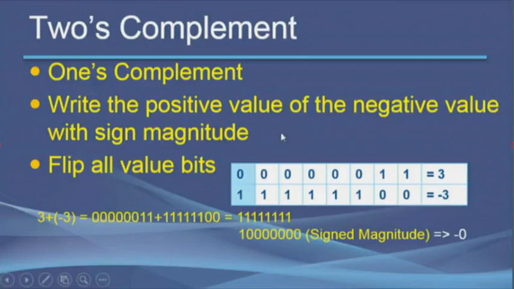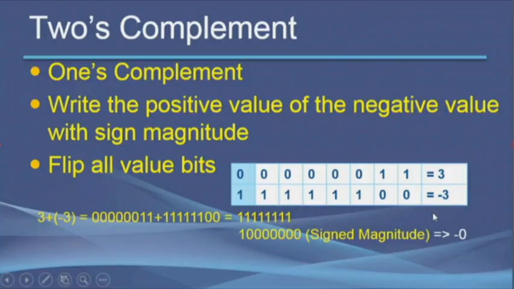Here you can see the example. If you want minus 3, first you have to write the positive 3. 2 plus 1 is 3. And you flip all the binaries, 1s to zeros and zeros to 1s. Here people thought this would solve the problem. 1, 1, 1, 1, 1, and this is the minus 3.